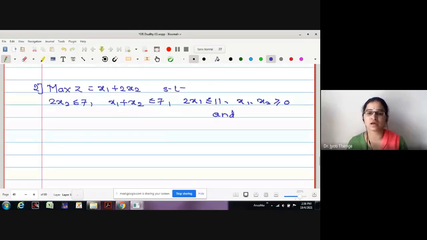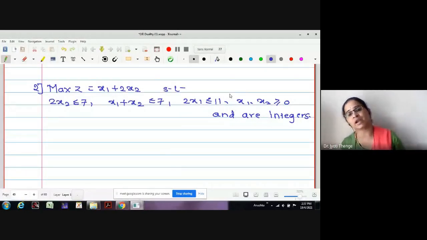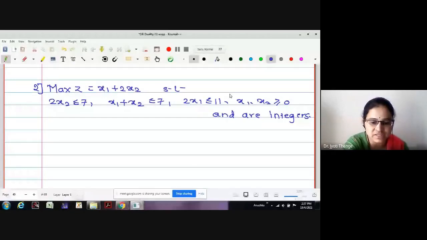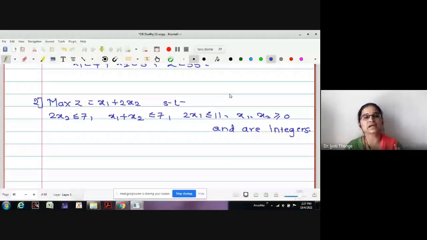Now one thing you have to take care of while giving the example here: and are integers means all the values of the variables are integers. But sometimes it is given with only one variable to be integer. That is, in the first example, initially we converted x2 to be an integer value. If in the problem only x2 is to be an integer, no need to do the next step. We have to take care of what is given in the example itself. If all the variables are integer valued, then this is the case of all IPP. If only one or some of the variables are asked to be integer valued, this is the case of mixed IPP. The method of solving is the same.